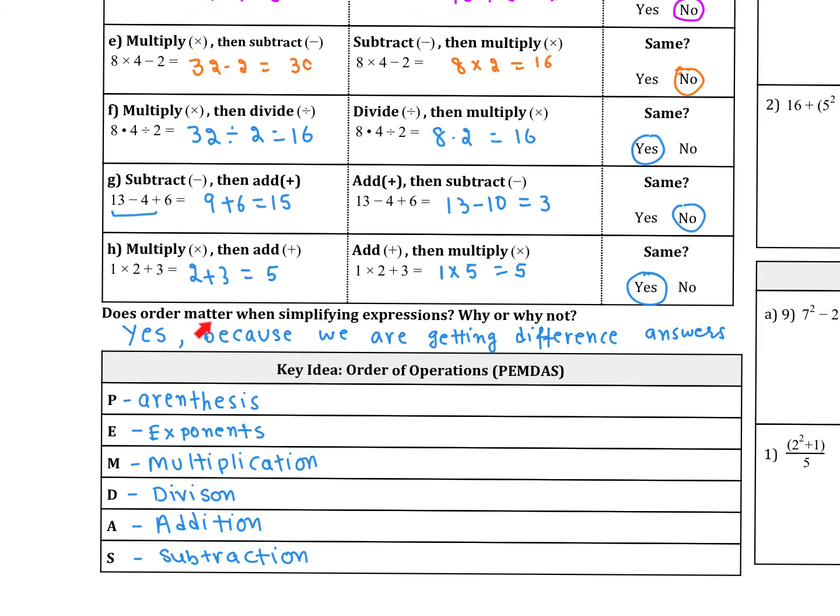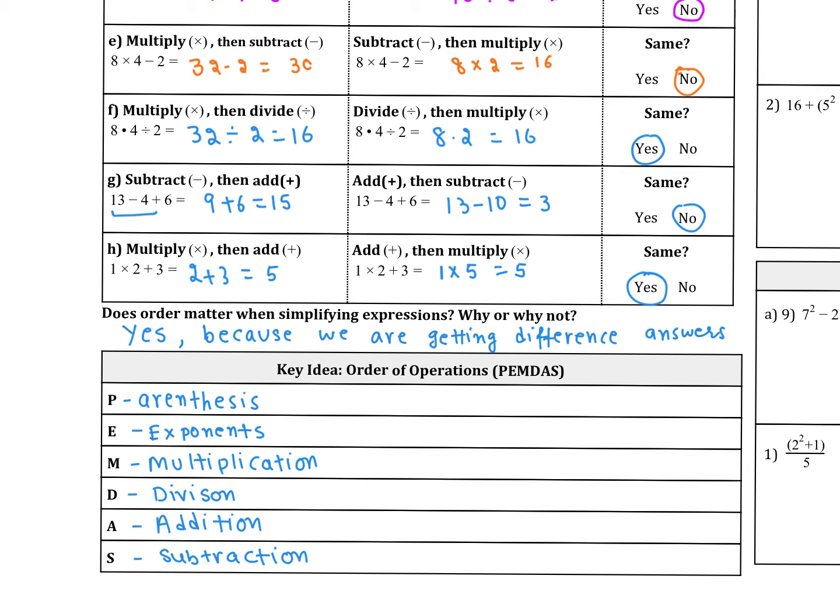So does the order of operation matter when simplifying the expression? Why or why not? Yes, it matters because we are getting different answers from the same problem, and we should get the same answer for the same problem. So it means that we need to apply some sort of order of operation so that every time we solve the problem we get the same answer.